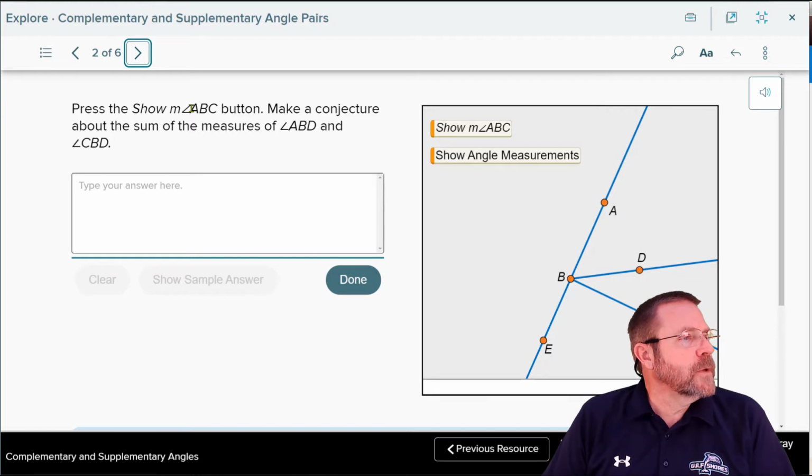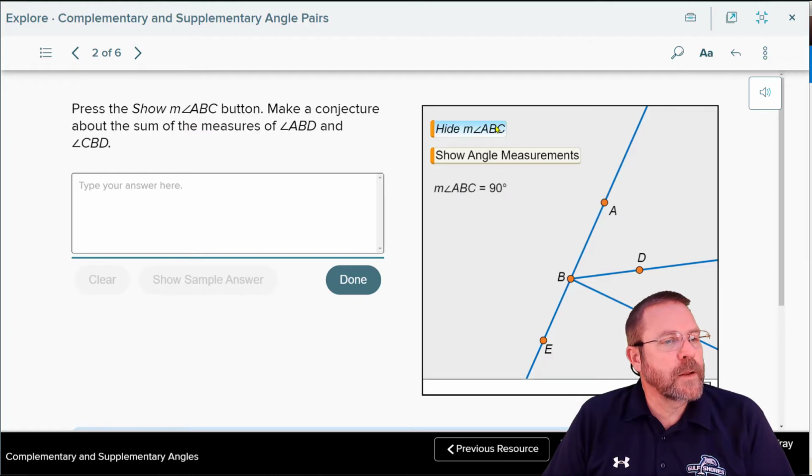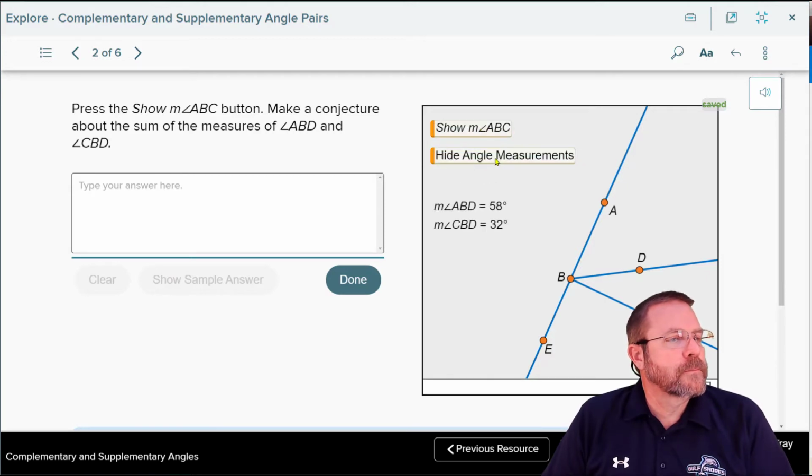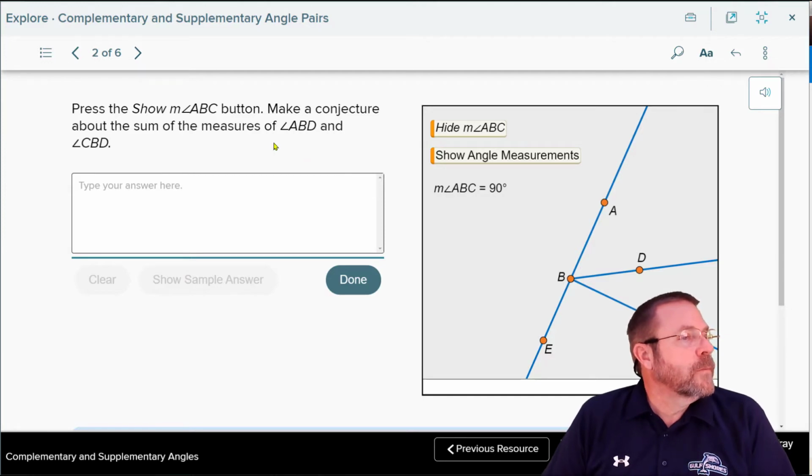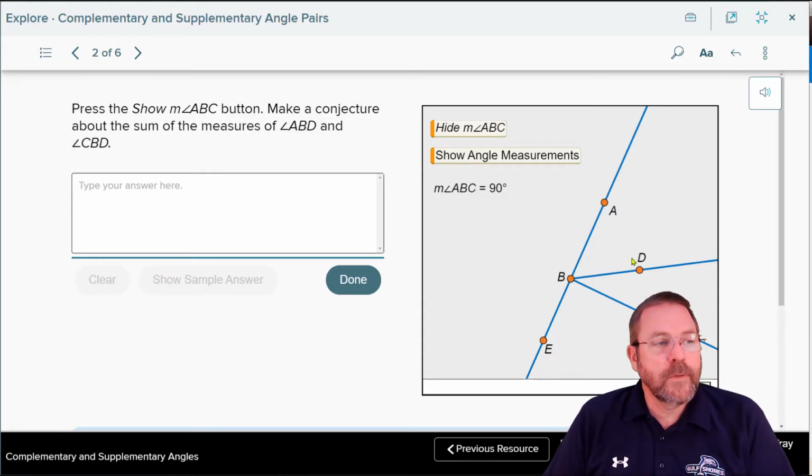Press Show Measure of Angle ABC button and make a conjecture about the sum of the measures. So we're going to show that angle. No, I see what they say. I pushed the wrong button. Measure of angle ABC, that's A, B, and C, and these angles combined are going to form a 90-degree or right angle that you can see there. And then make a conjecture about what happens when you add ABD and CBD together. Yep, you add these two together, you get 90 degrees. It makes a right angle.